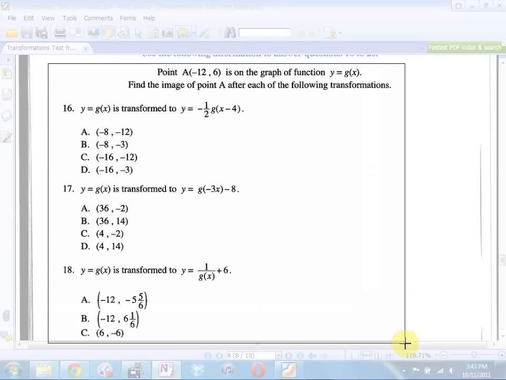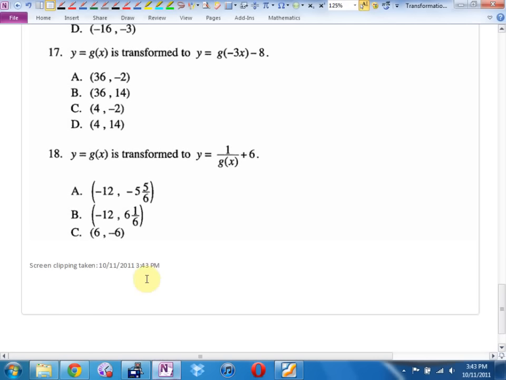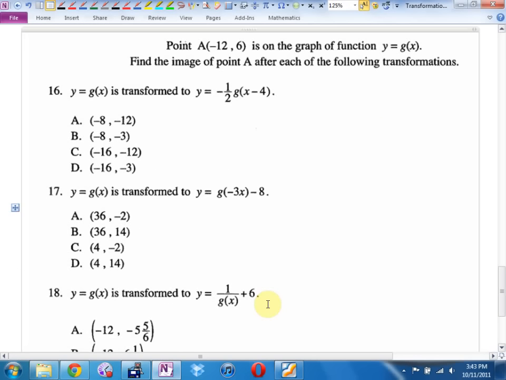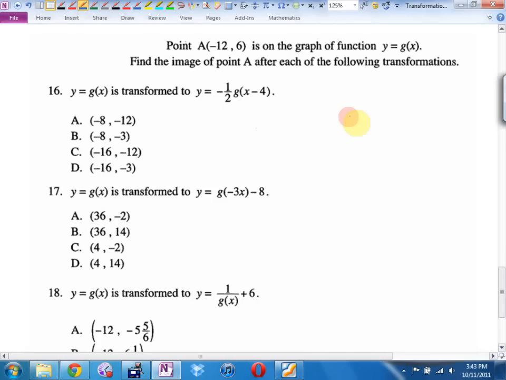And the way I told you that I do this is I write the point over to the right, negative 12, comma 6. I list what's going on. What's going on here in the correct order? Steph, I'll pick on you because you look like you're awake. Tell me the transformations. List them. What's the first thing you see here? In the correct order, please.